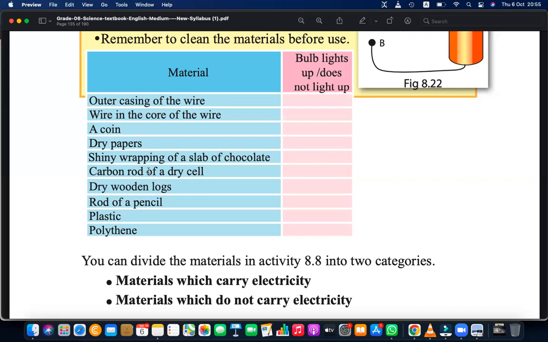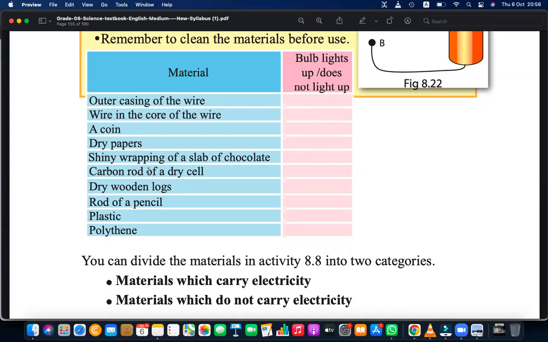Okay, dry paper. Come on, tell me. Dry paper, is it a conductor or insulator? Insulator. Insulator.